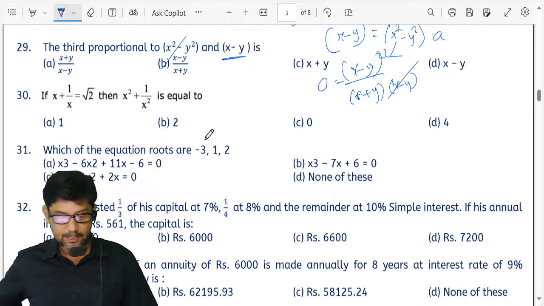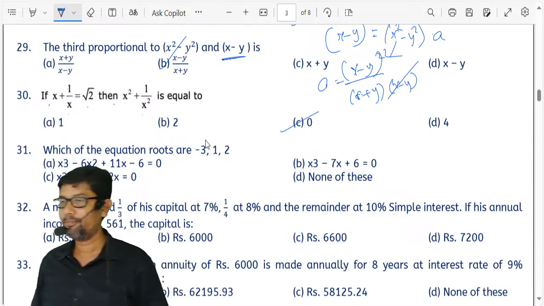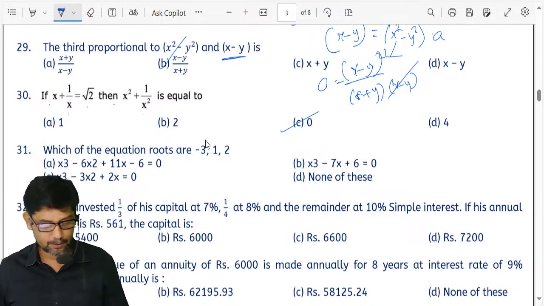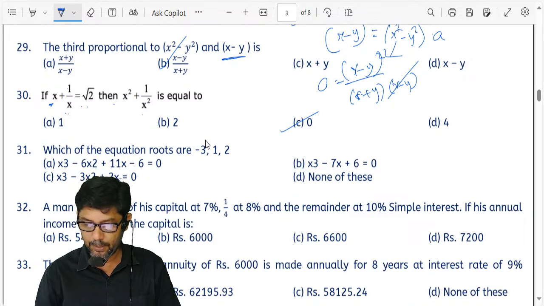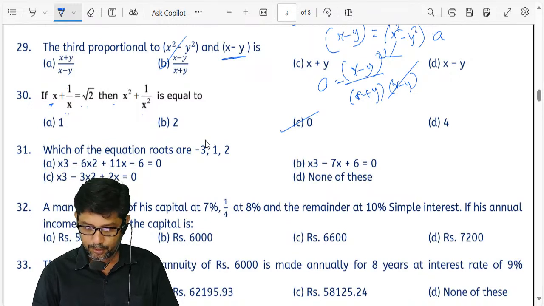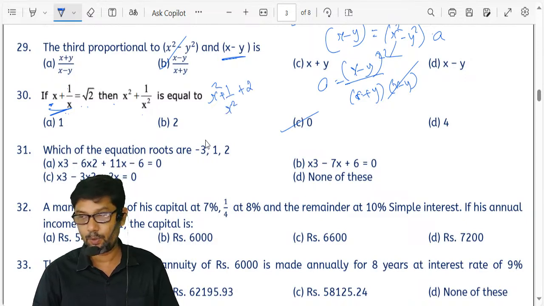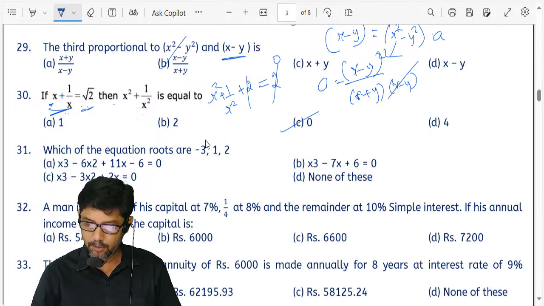I don't understand. Next, x plus 1 by x is root 2. Then x square plus 1 by x square, I am getting 0. You did not understand the question. Very simple question. Look at this. Squaring on both sides. A plus 1 by a, what is a plus 1 by a? Is it a plus b the whole square? A square plus b square plus 2ab, x into 1 by x gets cancelled, is equal to root 2 the whole square, which is 2. 2 cancels, 0 only. Direct answer.